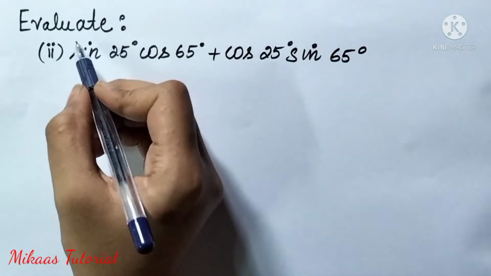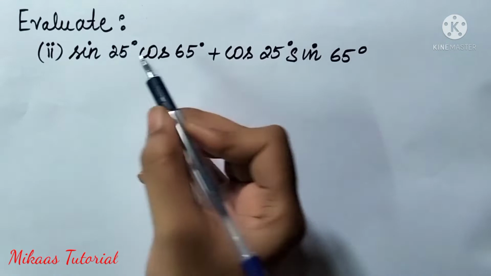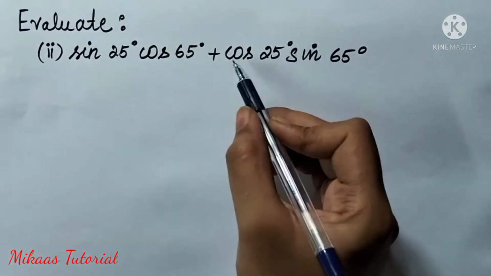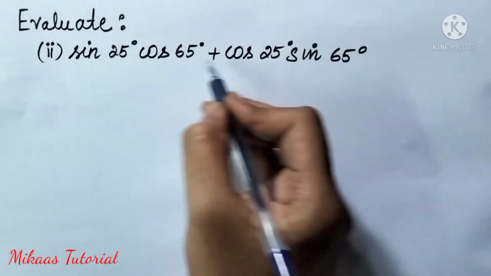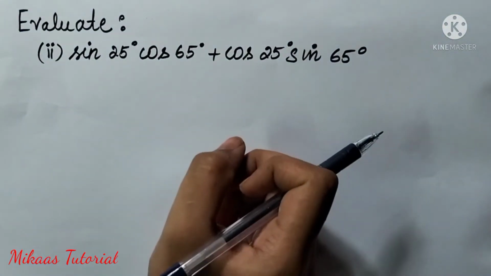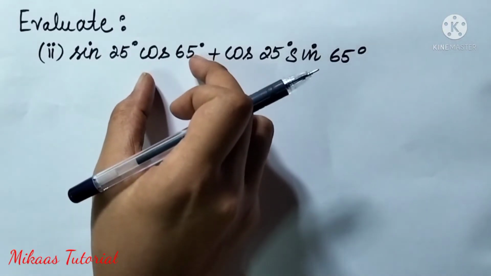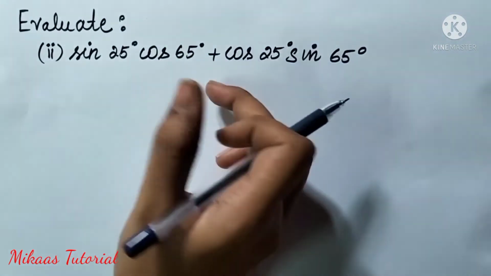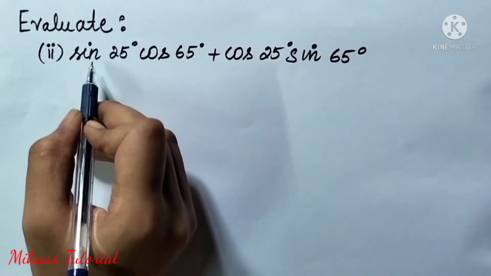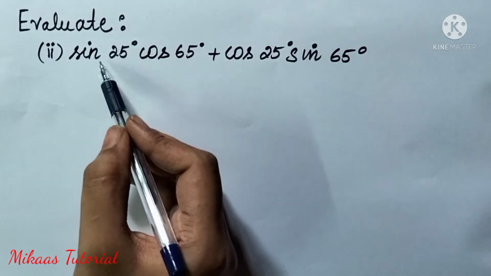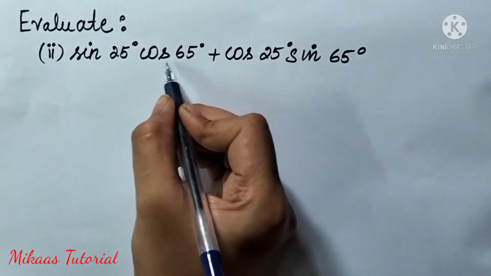So in the exercise, we will go to the second question, that is evaluate sine 25 into cos 65 plus cos 25 into sine 65. Now seeing this question, what can we do? We don't have any formula with sine 25 and cos 65. Do we have any formula like that? No. So we will convert this cos in terms of sine, or we will convert this sine in terms of cos.